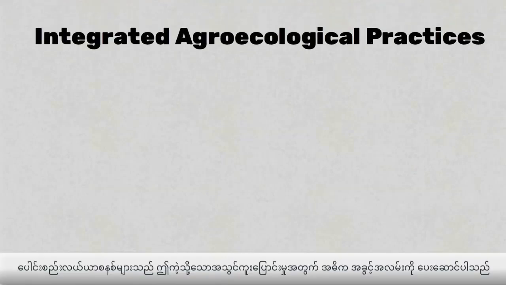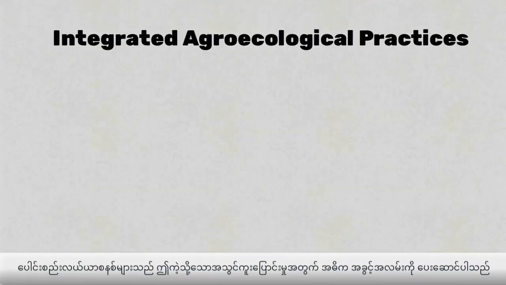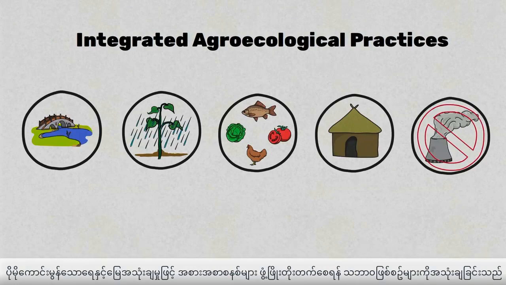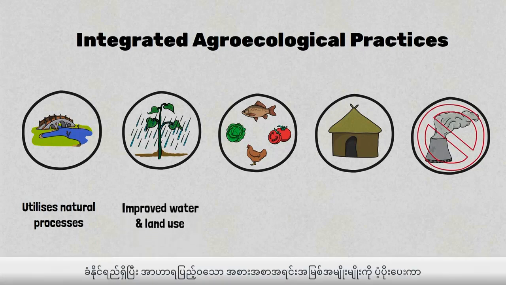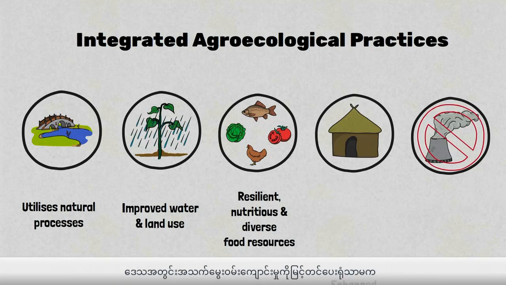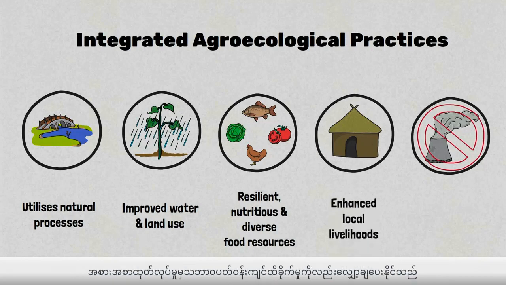Integrated agroecological practices offer a key opportunity for such transformation, utilising natural processes to develop food systems with improved water and land use that can provide resilient, nutritious and dietary diverse food resources whilst enhancing local livelihoods and minimising the environmental impact of food production.